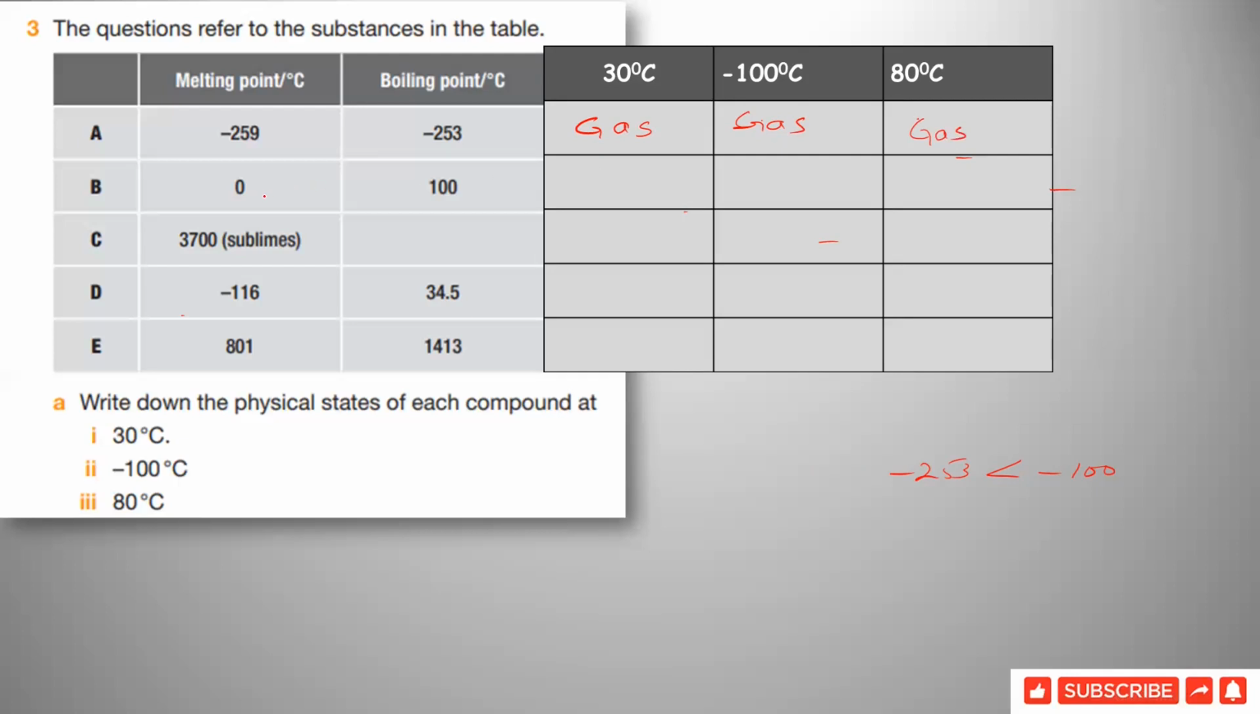B has a melting point of 0 degrees Celsius and a boiling point of 100. It will be liquid at 30 degrees Celsius, but it will be solid at negative 100 degrees Celsius, because negative 100 degrees Celsius is less than 0, right? At 0 degrees Celsius, substance B melts and gets into the liquid state. But before that, it is in the solid state. So at 80 degrees Celsius, it is again liquid because it turns into gas at 100 degrees Celsius.